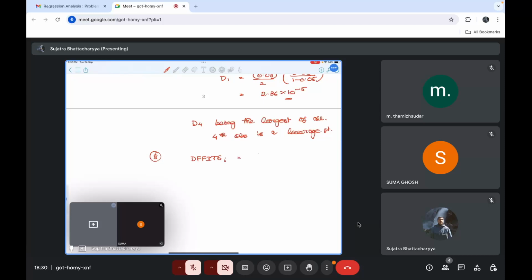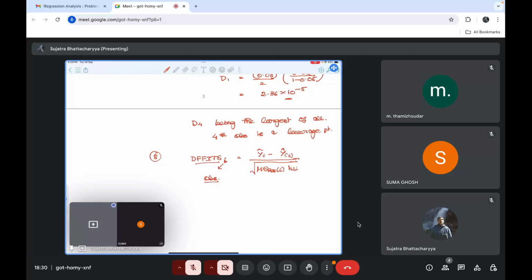DFFIT of i is y_i minus y hat_i, excluding this ith observation, all divided by root over MS residual of the ith, meaning excluding the ith observation, times h_ii. So it depends on i, where i is the observation. Correct? This is the ith observation, corresponding to the ith observation, DFFIT.